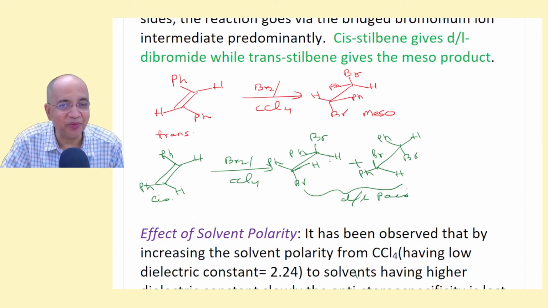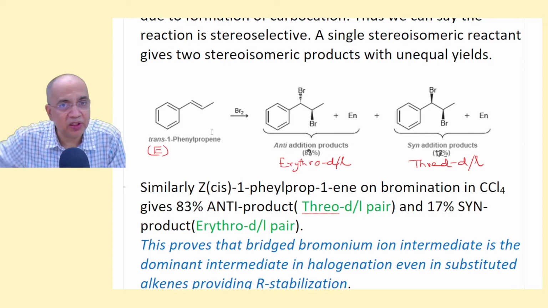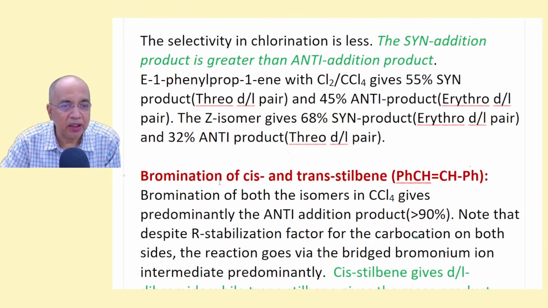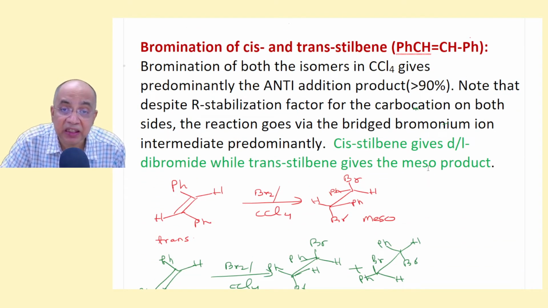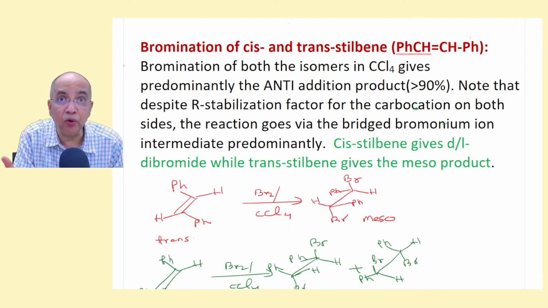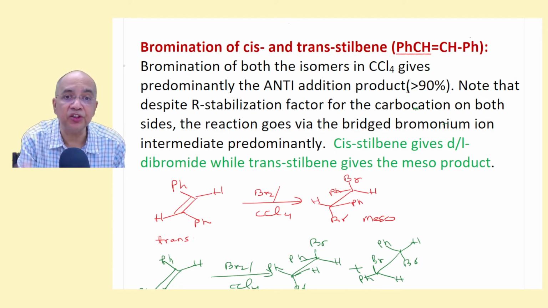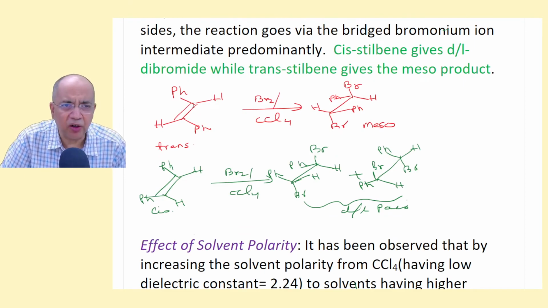Now see, that's the beauty. Even when there was one phenyl, there was some imbalance. But when there is a balance between the two sides, then the syn addition mechanism is not found. That's the beauty. I am not speaking from my own mouth. I have just borrowed from the scientific literature, research. Trans gives meso and cis gives the DL pair.